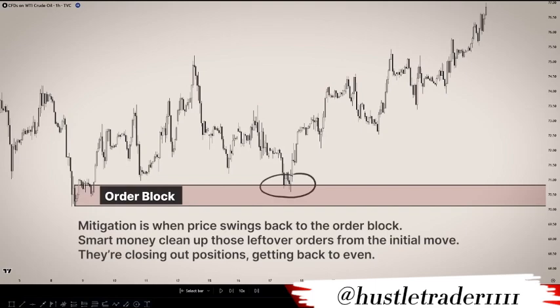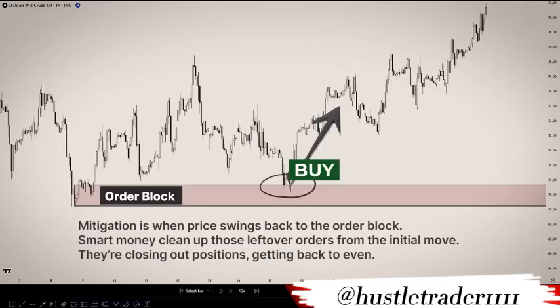Mitigation is when price swings back to the order block. Remember those leftover orders from the initial move. This is the time when smart money cleans those up. They're closing out positions, getting back to even. For us retail traders, this is opportunity knocking.